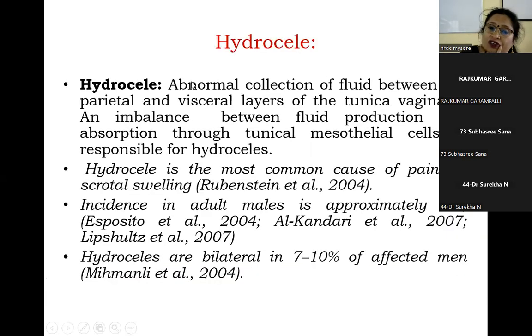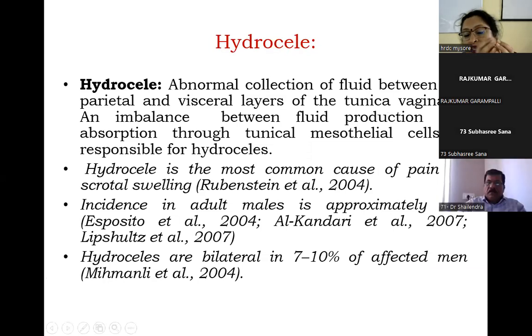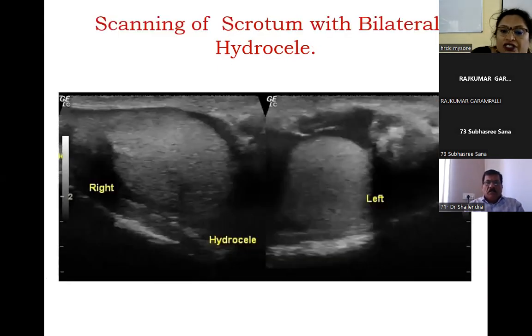Similarly, hydrocele. Hydrocele is an abnormal collection of fluid between the parietal and visceral layers of the tunica vaginalis, an imbalance between fluid production and absorption. If there is accumulation of fluid, that is called a hydrocele. Hydrocele is the most common cause of painful scrotal swelling. The scrotum will be swollen, and this also causes infertility. So this is a hydrocele of the testis, observed through ultrasound scanning.